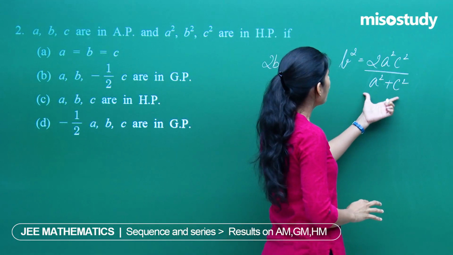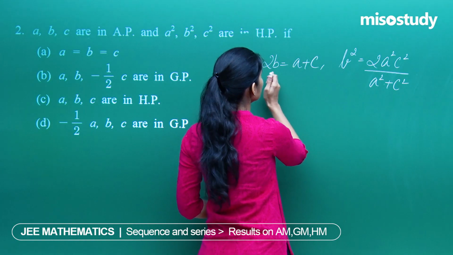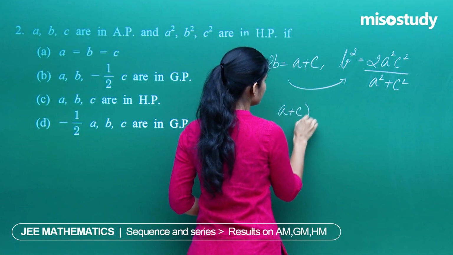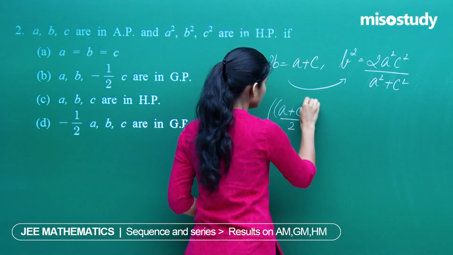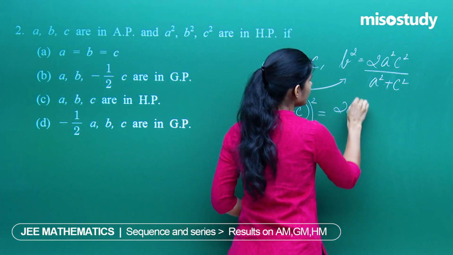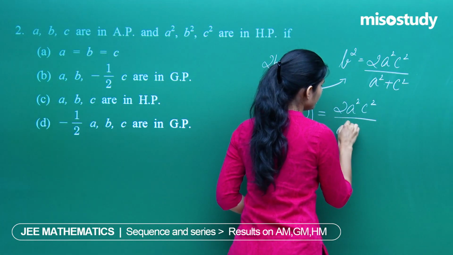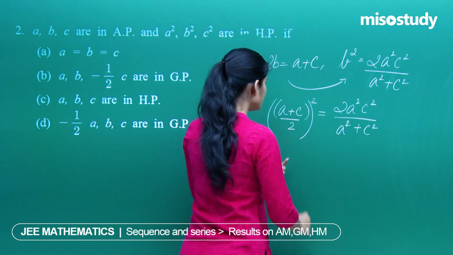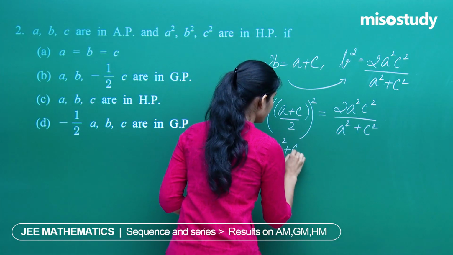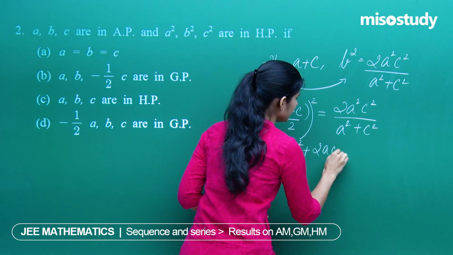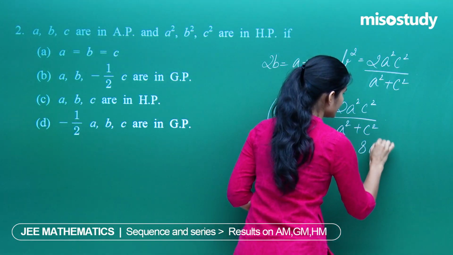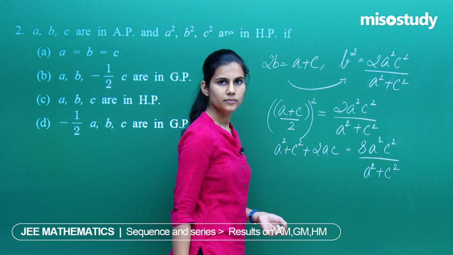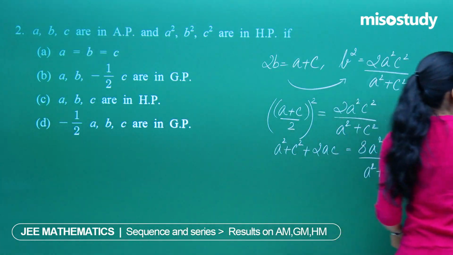So understand, over here if I just eliminate B, because B is (A plus C) by 2, I plug it in over here, I get (A plus C by 2) whole square equals 2A square C square upon A square plus C square. So from here what you get is A square plus C square plus 2AC equals 8A square C square upon A square plus C square. So this eventually gives you what? Let's see.